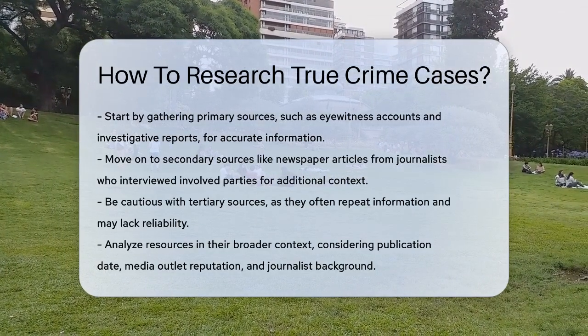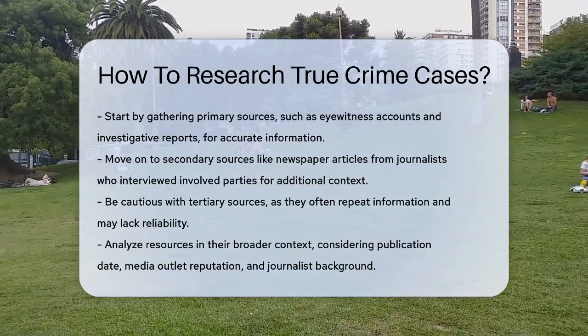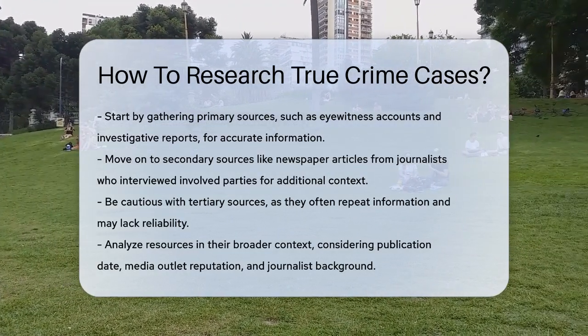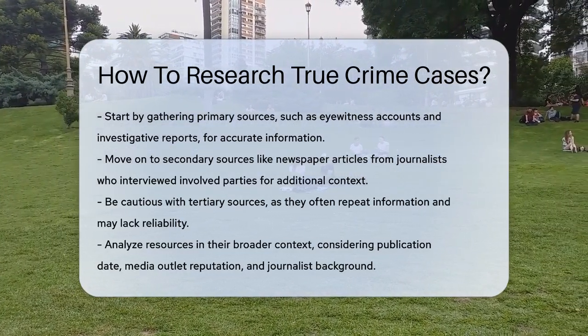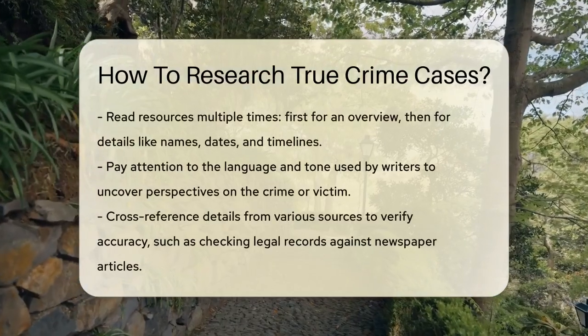Next, you'll move on to secondary sources. These could be newspaper articles written by journalists who interviewed people involved in the case, such as detectives, jurors, or the district attorney. These sources can provide additional context but might have some bias or second-hand information.